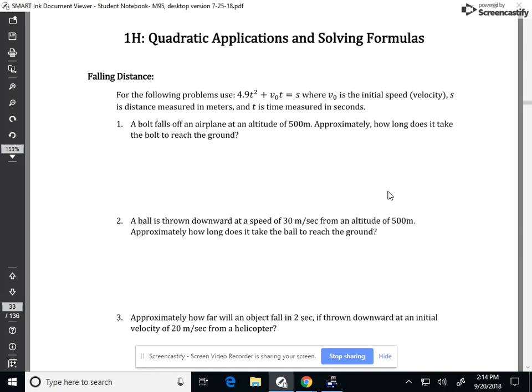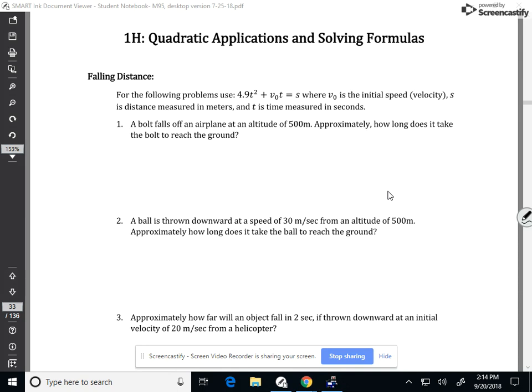So we're looking at falling distance. It says for the following problems, use 4.9 t squared plus v sub 0 t equals s, where v sub 0 is the initial speed or velocity, and s is the distance measured in meters, and t is the time measured in seconds. So number one says, a bolt falls off an airplane at an altitude of 500 meters. Approximately how long does it take the bolt to reach the ground?